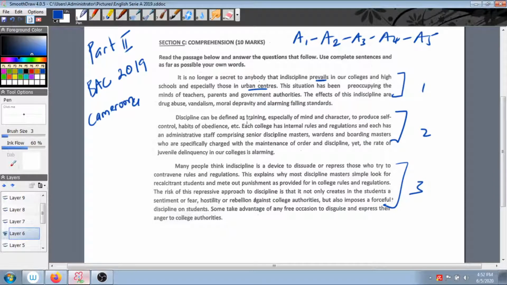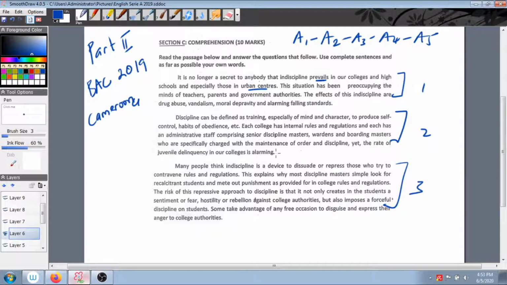Discipline can be defined as training, especially of mind and character, to produce self-control, habits of obedience, etc. Each college has internal rules and regulations, and each has an administrative staff comprising senior discipline masters, wardens, and boarding masters, who are specifically charged with the maintenance of order and discipline. Yet the rate of juvenile delinquency in our colleges is alarming.